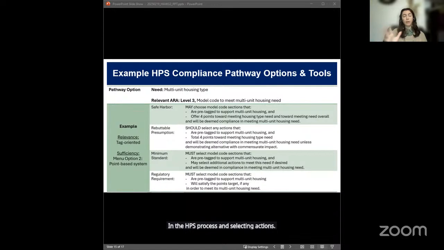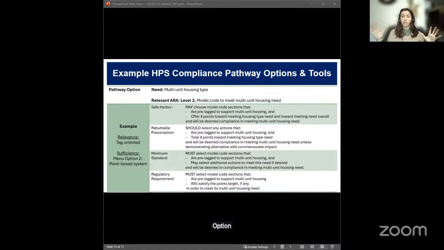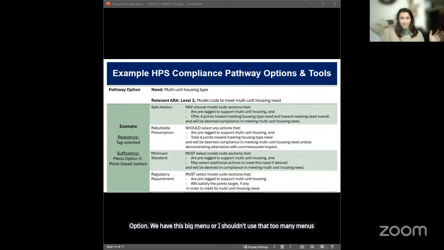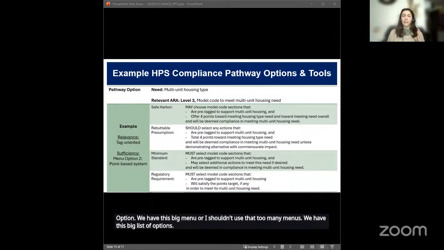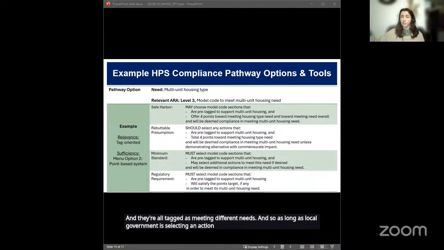Then if we go back in our minds to the last slide, Mari, you can stay where we are on this slide, to the ideas about how we understand relevance and sufficiency, I've selected 2 of those as an example. If we say we like the tag option, we have this big list of options, and they're all tagged as meeting different needs. As long as the local government is selecting an action that is tagged to meet multi-unit housing need, then they've got relevancy.